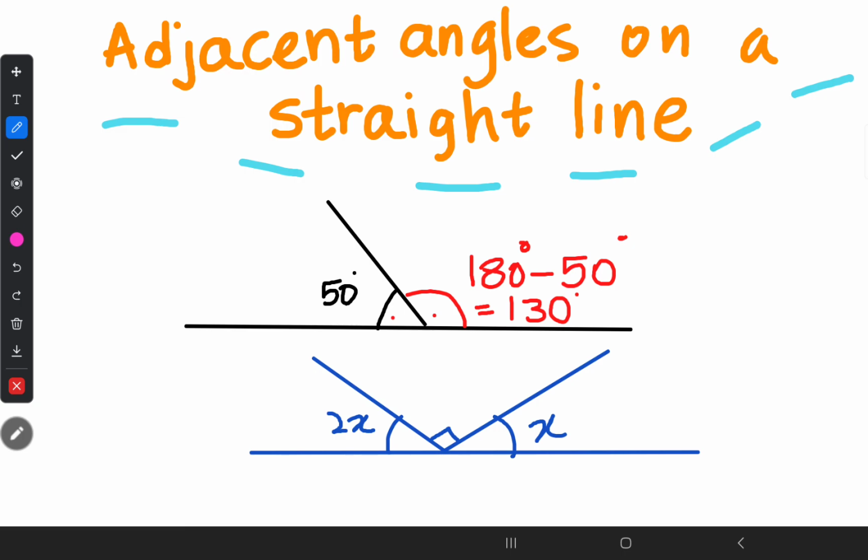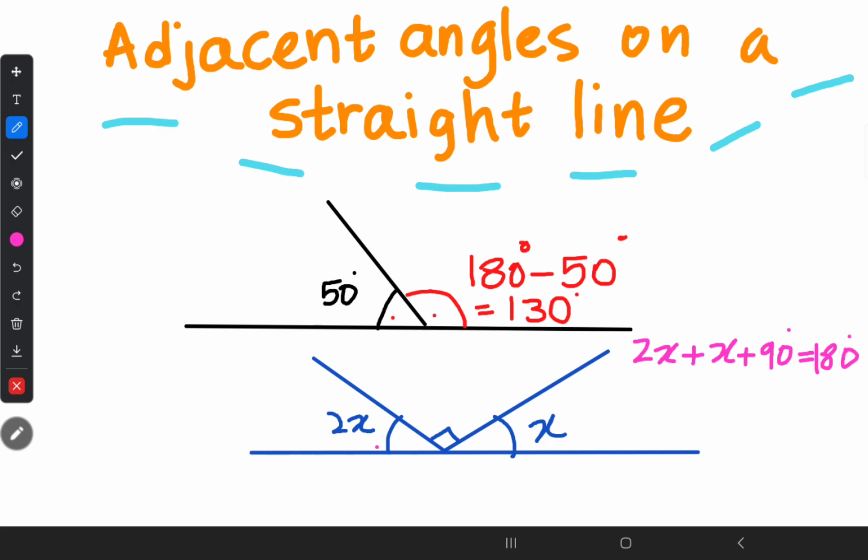We don't know what x is exactly, but we know the sum of all these angles equals 180. So we can write that and equalize it with 180. I'll write the equation 2x plus x plus 90. This notation is indicating a right angle, which equals 180.